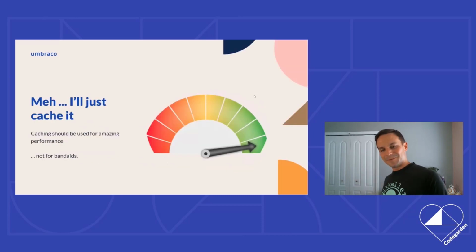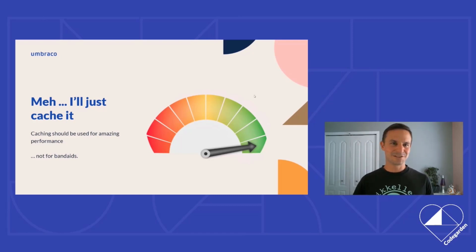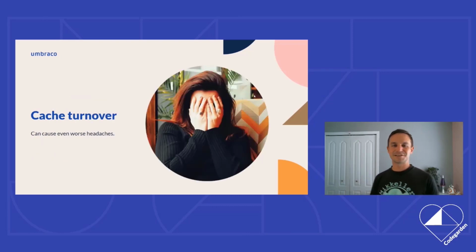And then some people just say, no, I don't want to learn all this stuff. I'm just going to cache the view. Yeah, whatever. I'll just chuck some cache in front of it. It'll be fine. Well, caching should be used for amazing performance, not at all for fixing things. Because the problem with cache is cache turns over. And that's a very difficult thing to debug. And it can cause even worse headaches.